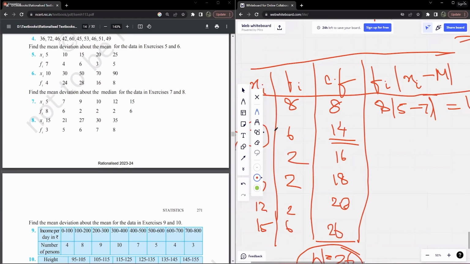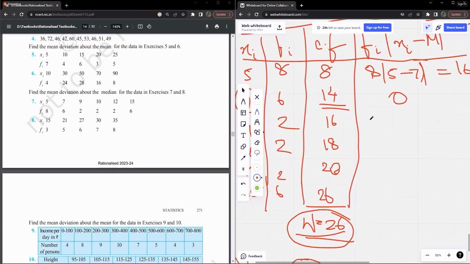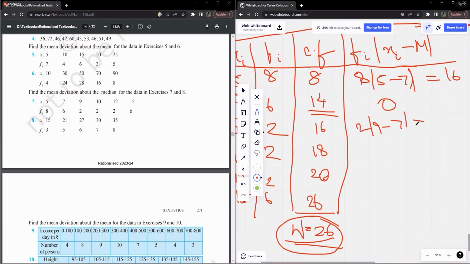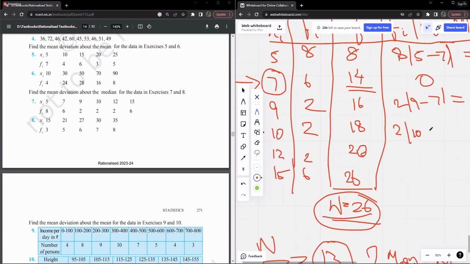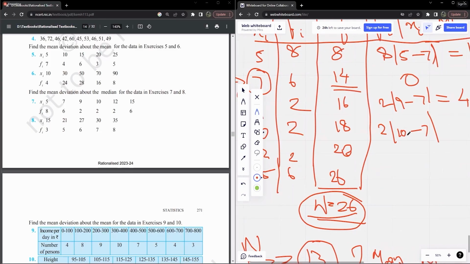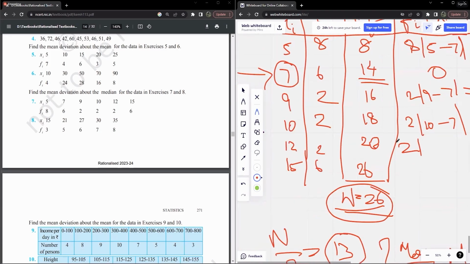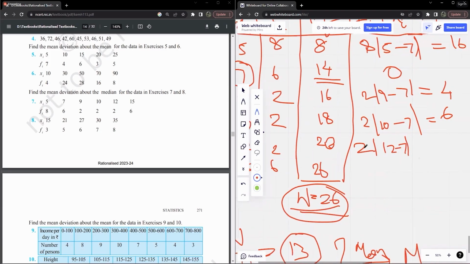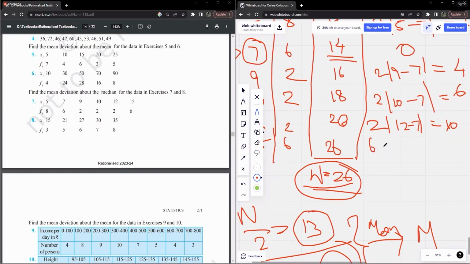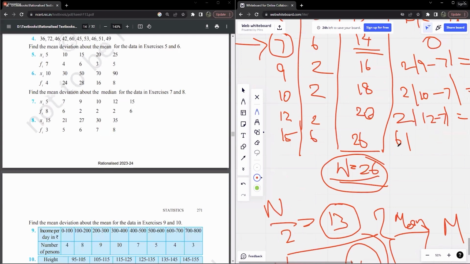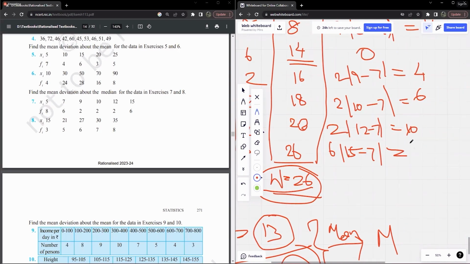Since the median is 7 and xi is 7, this is 0. This is going to be 2 times |9 minus 7|, that is 2 into 2, that's 4. We have over here 2 times |10 minus 7|, that is going to be 2 into 3, that's 6. Over here, again, it is going to be 2 times |12 minus 7|, that is 2 into 5, that is 10. And over here, lastly, we have 6 times |15 minus 7|, that is 6 into 8, that's 48.